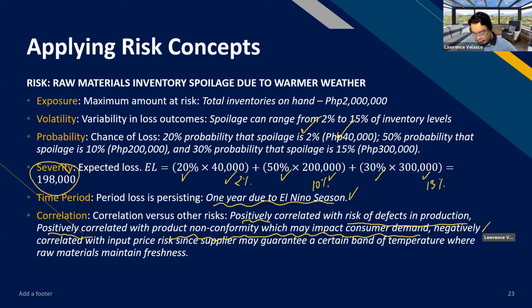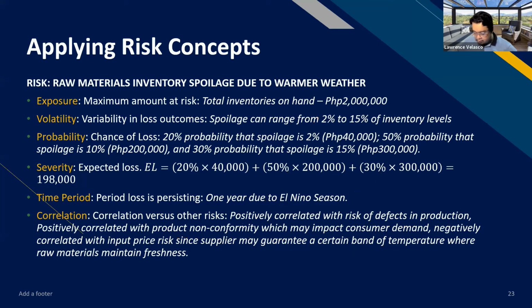Okay? Negatively correlated with input price risk, for example. Kasi pwedeng meron kayong usapan ng supplier mo, pag panis, i-indemnify mo ako, ha? Right? So if it guarantees a certain band of temperature where the raw materials maintain freshness, then there could be some mitigation measures. So ang point lang, i-identify saan may correlation yung iyong risk. Okay? Whether that is statistical correlation or business lang, business sense. Right? That it will affect this much. It will also affect this activity and that activity. Okay?